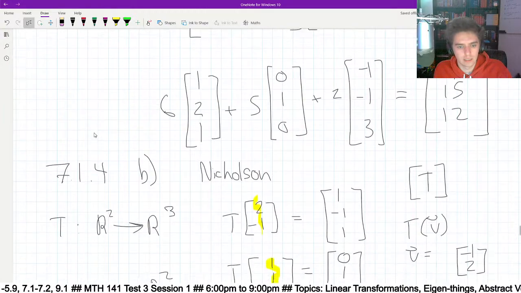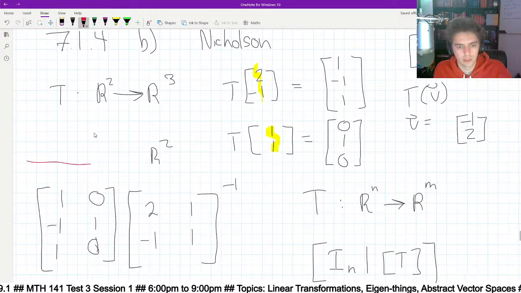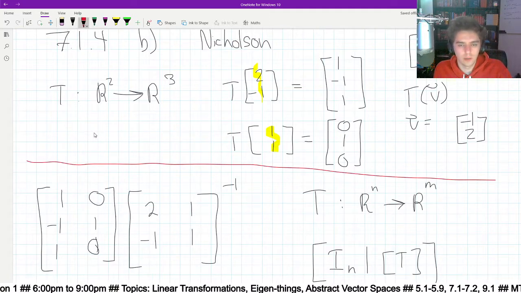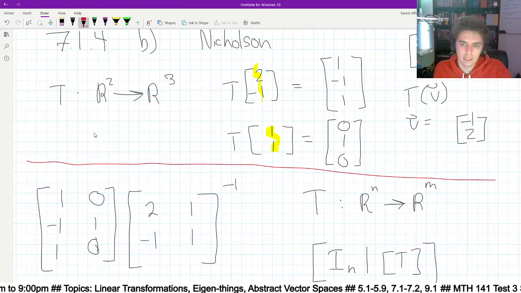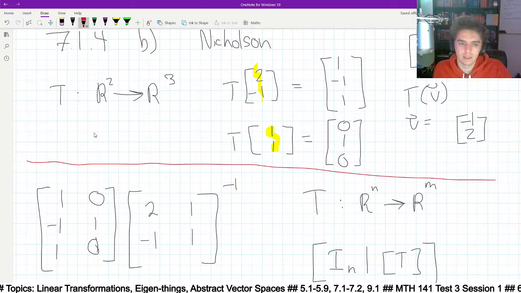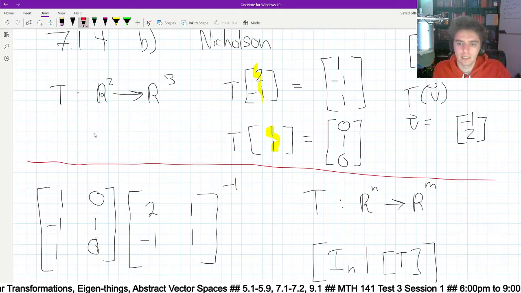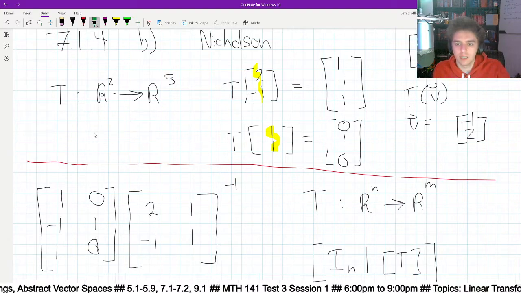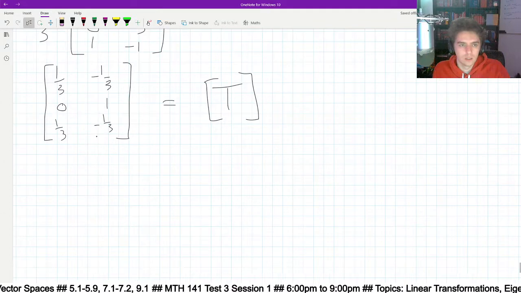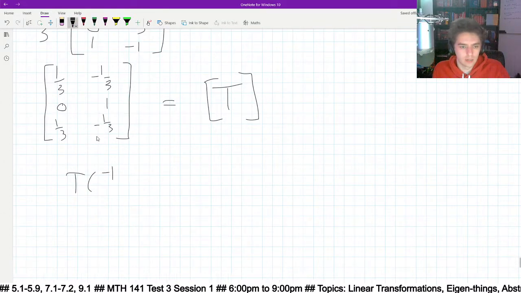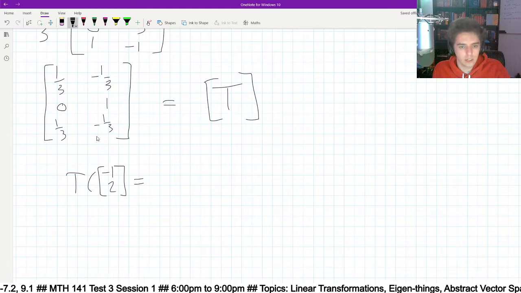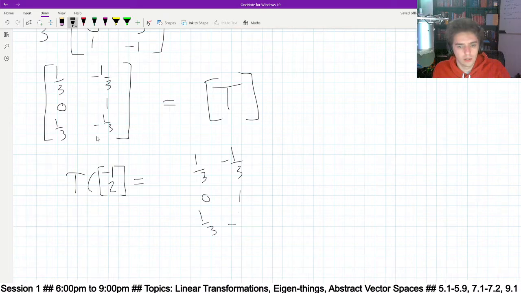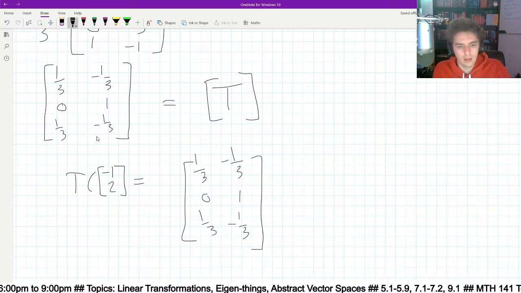So the original question gave us, so this is where the question stops and my solution begins. So that's the question up there. So T goes from R2 to R3. We know that T does this to these two vectors, which form a basis for R2, right? So we calculated the matrix representation of T. That was our first stop. And now we have to do T of v, where v is negative 1, 2. So to calculate T of negative 1, 2, we just take this matrix, 1/3, negative 1/3, 0, 1, 1/3, negative 1/3, and multiply it by negative 1, 2.